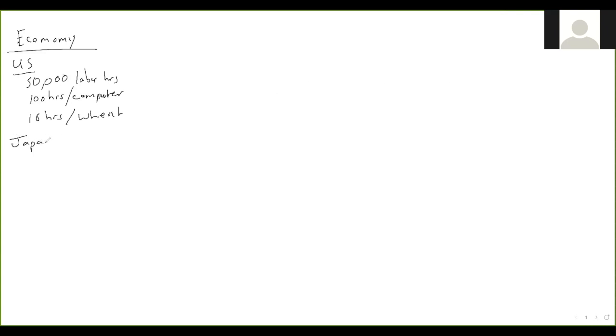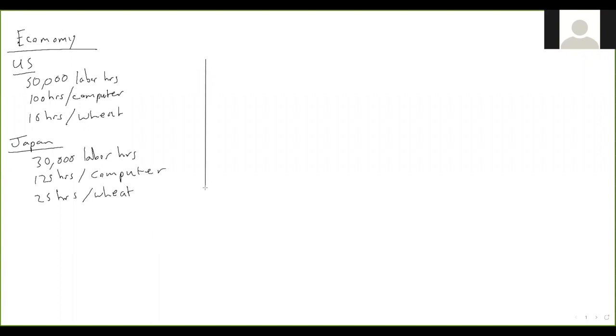And now we'll also consider Japan, who has 30,000 labor hours. And it takes Japan 125 hours per computer and 25 hours per ton of wheat. So there's our setup. And we can draw some production possibilities frontiers for these two economies.